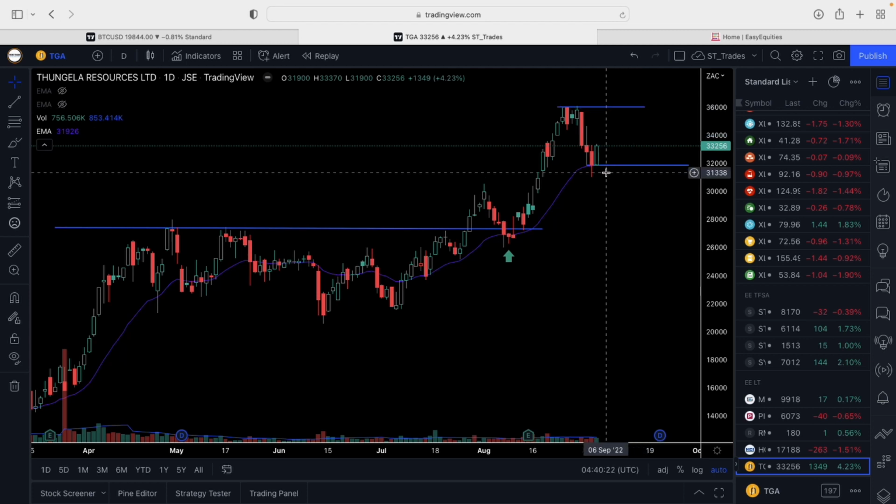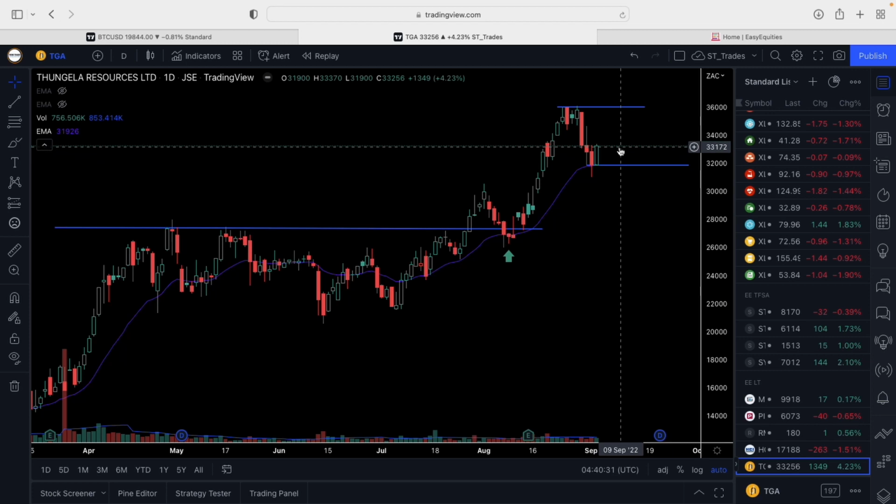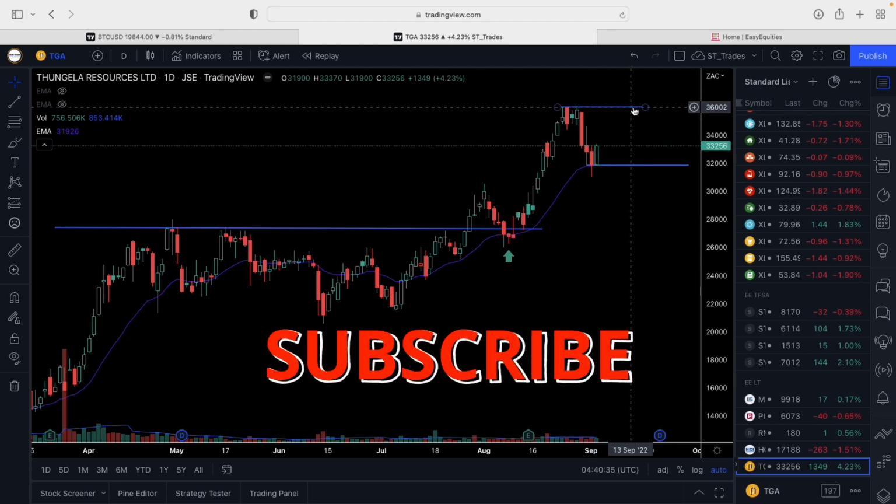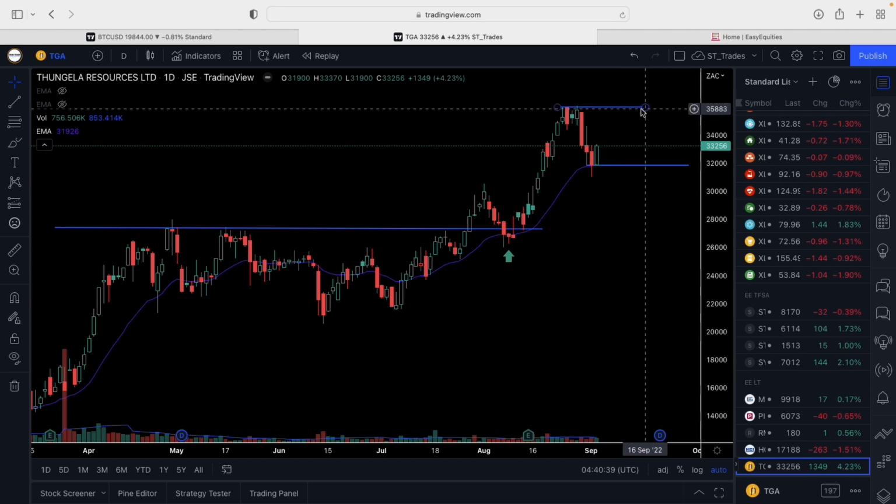But we have seen in the past that sometimes you buy a dip and the dip keeps on dipping. So instead of buying the pullback here, buying the dip at the current share price of about 332 per share, we are waiting for Thungela to come back and break above 360 rand per share. So that is where we want to buy Thungela.